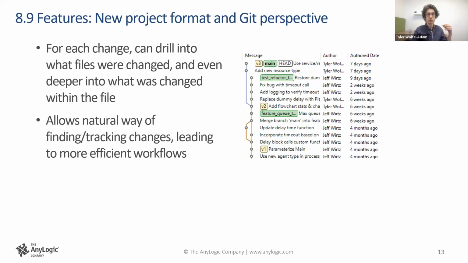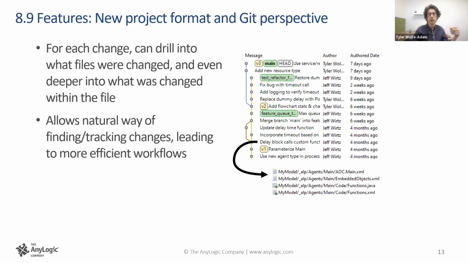So now the result is when you look into any specific change, you can see exactly what was changed and what was added, if any new files were added. And you can then drill down further into each one of these. So for example, in this delay block entry here, we can see the 4 files that were updated. This includes 2 updated files on main, and then 2 new files related to the functions. So presumably a custom function was added to the main agent.